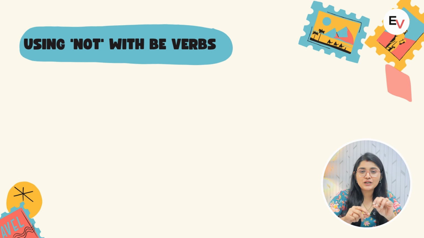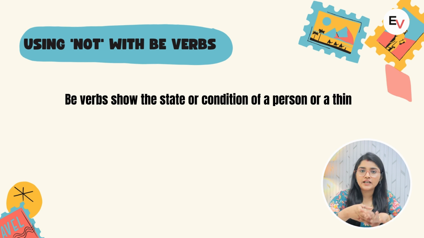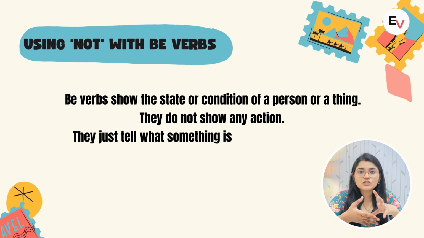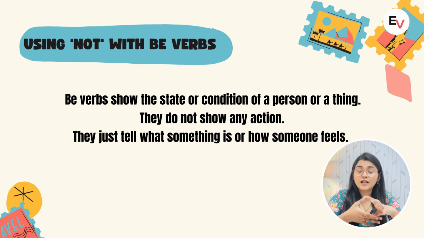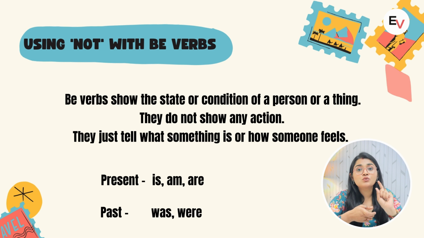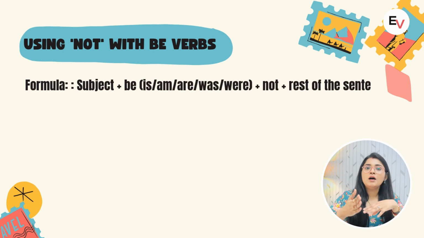Number one, using not with be verbs. See, be verbs show the state or condition of a person or a thing. They do not show any action, they just tell what something is or how someone feels. Now, there are two basic types of be verbs, present and past. For present, there is, am and are, and for past, we use was and were. So, the formula that we will be using here is subject plus be plus not plus rest of the sentence.